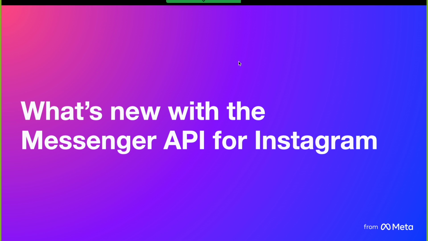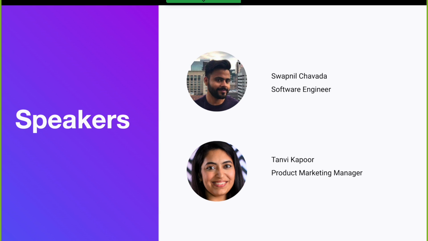I am a product marketing manager at Meta on the business messaging team. I'm also joined by my colleague Swapnil, who leads engineering for our messaging APIs. And together we work on our API experiences and are responsible for features on the Instagram API like private replies, ad referral parameters, etc. Swapnil, do you want to introduce yourself?